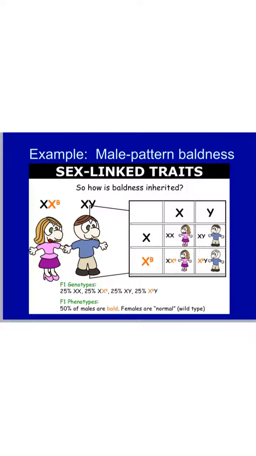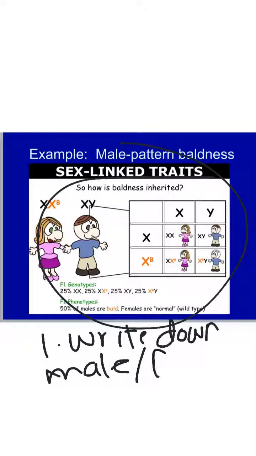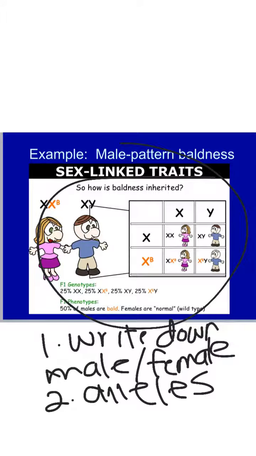All right, so this is just an example of how you would set up your Punnett squares. When you're doing your Punnett square, step 1, write down male or female. And then step 2, write down your alleles. Remember that only females are going to have two X's and the males are only going to have one X accompanied by a Y. But remember that only the X is going to have that allele attached to it.